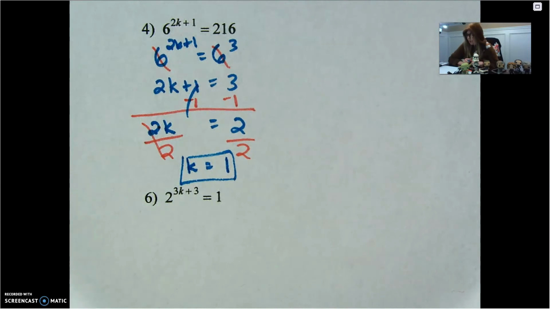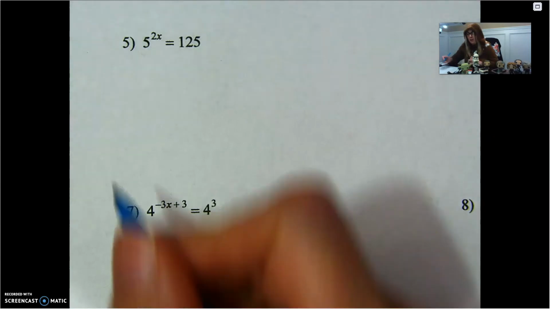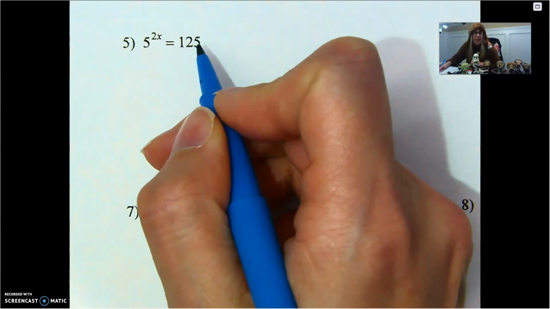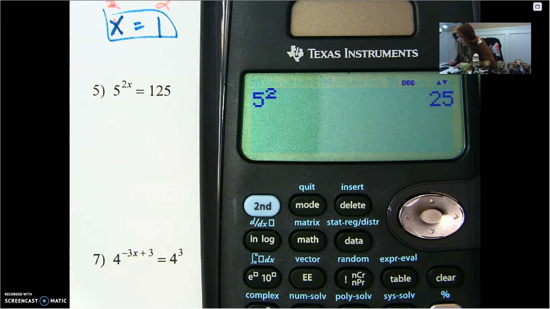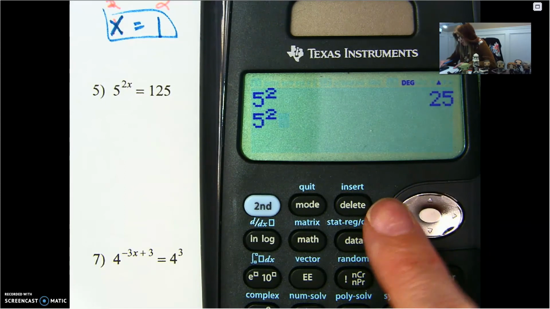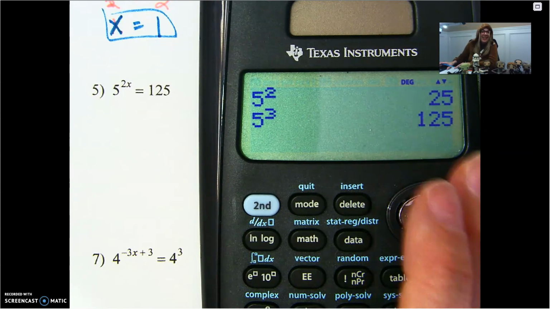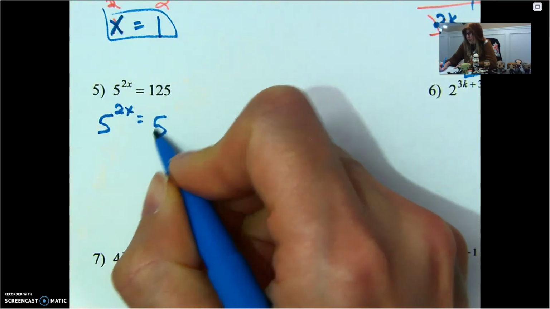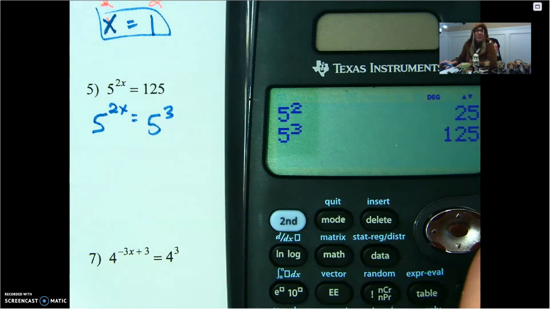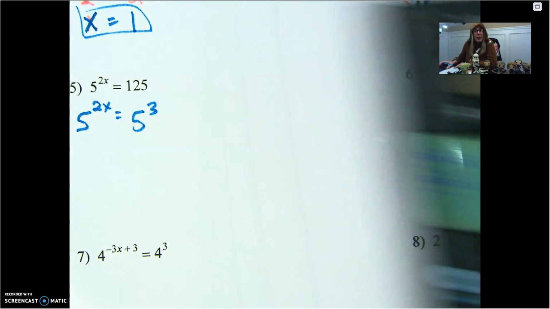All right, let's check out number 5. We have a base 5 and then 125. All right, so let's think about this. 5 squared is not it. 5 to the 3rd, there it is. So we can rewrite this as 5 to the 2x equals 5 to the 3rd, right? Because 5 times 5 times 5 is still 125. So we've just given it a new hairdo.